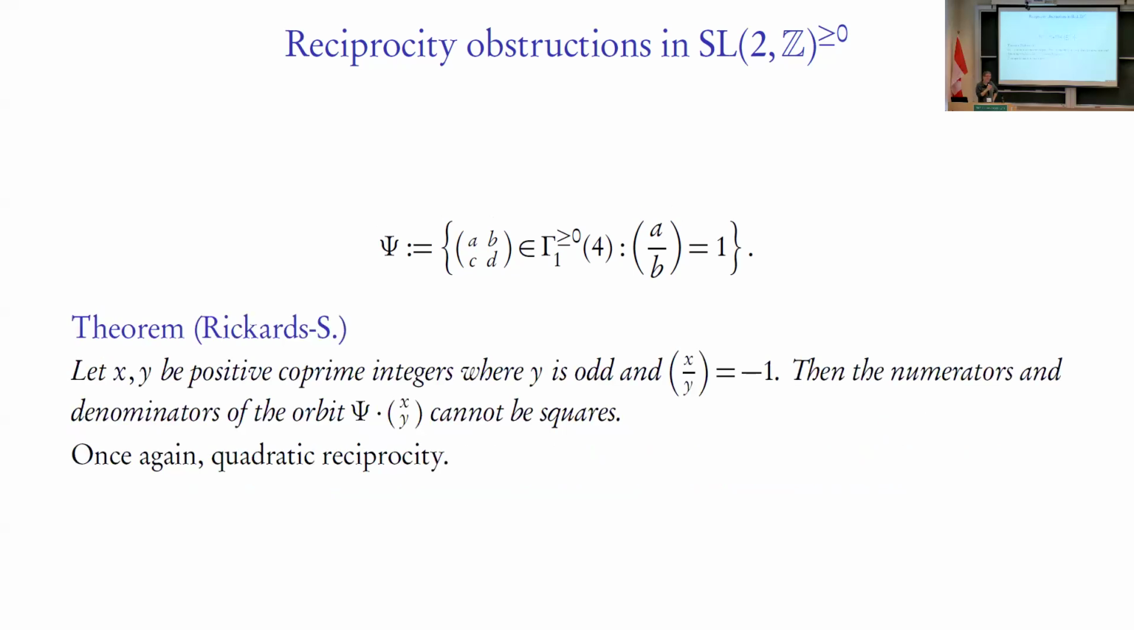Okay, but with this we can make an example of what seems to be a reciprocity obstruction. So if we want to give a precise statement here, let x and y be positive coprime integers where y is odd and the symbol is -1. So that's my starting point. And then I'm going to apply the orbit of psi to that, and we'll find that the numerators and denominators can never be squares. And again, the reason this works comes from quadratic reciprocity.